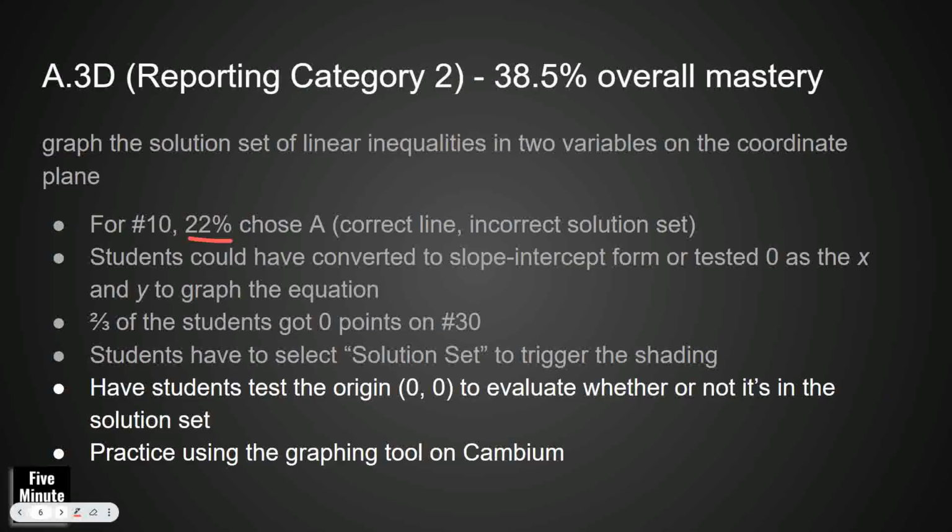And they could have converted to slope-intercept form. We did that to test it, or they could have just tested 0 as the x and y to graph the equation, or they didn't even necessarily need to graph it because A and B were the exact same line. So sometimes we just make it more trouble than it's worth because we're not using our visual cues. And then we had 2/3, 67% of our students got 0 points on number 30.